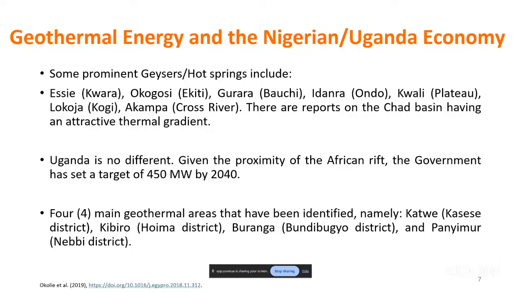These are some of the surface occurrences or prominent geology sites in both Nigeria and Uganda where we have geothermal energy sources, which means it is possible to have geothermal energy in these places. For Nigeria, I know of the Ikogosi warm spring in Ekiti, which is a very nice tourist site where people go and have fun and just relax. It's good, but we can do more.